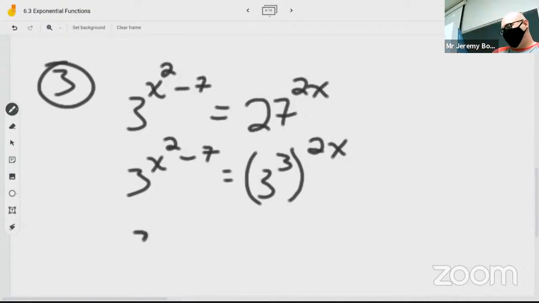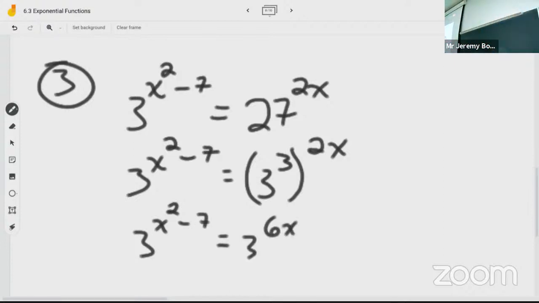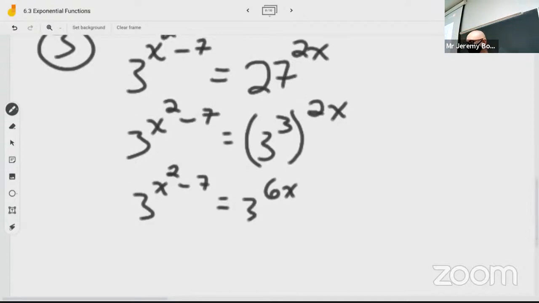And so let's rewrite it now. It's going to be 3 raised to the x squared minus 7. On the right-hand side, let's multiply that 3 into 2x. So we have 3 raised to the 6x. Now we have single base, same base on both sides. That means the exponents are equal to each other. And so what we end up with is a quadratic equation of x squared minus 7 is equal to 6x.